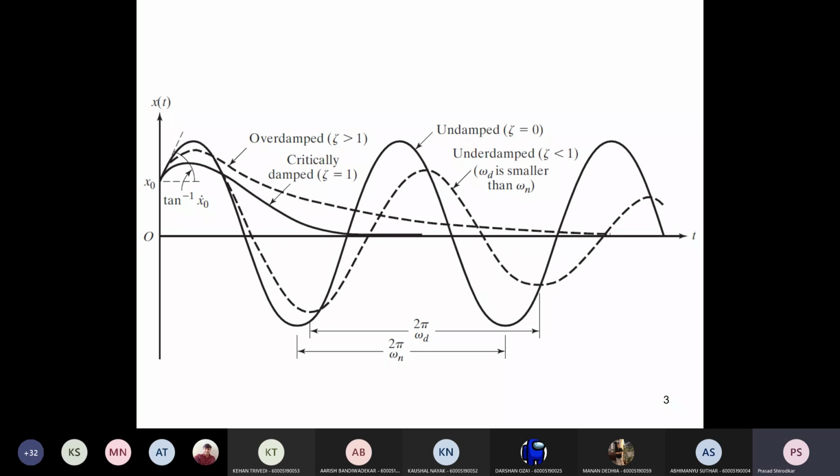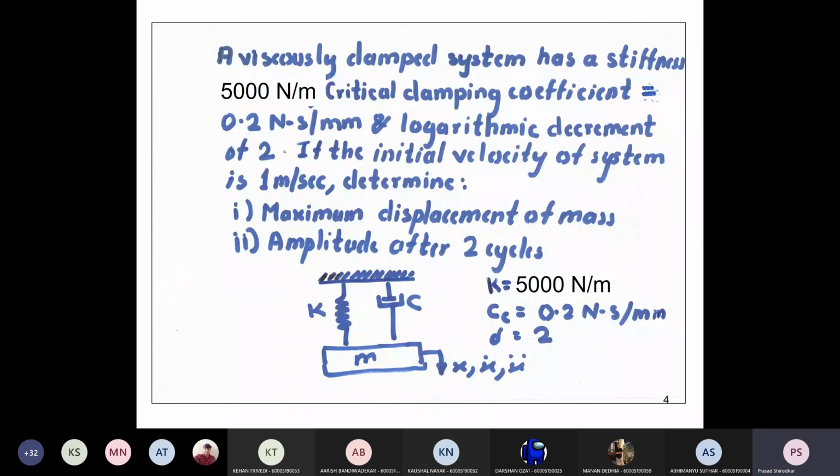We have solved several numericals on this, so let's continue. The last numerical on damped system, that is viscously damped system. Let me read it. A viscously damped system has a stiffness of 500 Newton per meter. Critical damping coefficient is 0.2 and logarithmic decrement is 2. If the initial velocity of the system is 1 meter per second, determine the maximum displacement of the mass and amplitude after 2 cycles. Okay? So these are the questions.